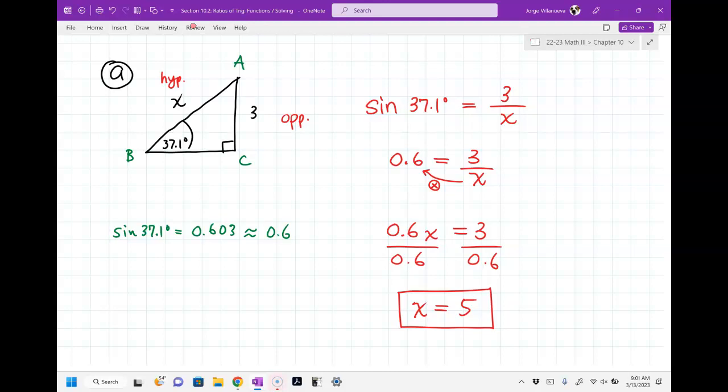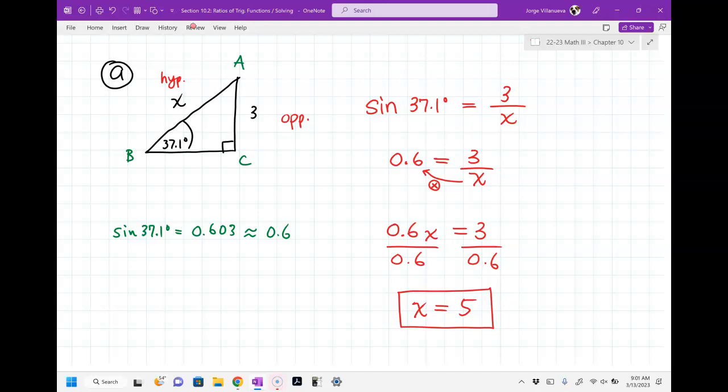I set it up. Once I set it up, I used my calculator to figure out what sine of 37.1 was, right? So I just punched it in. I rounded it to the nearest tenth because that's what they wanted us to do. And then I just solved and I got x equal to 5.